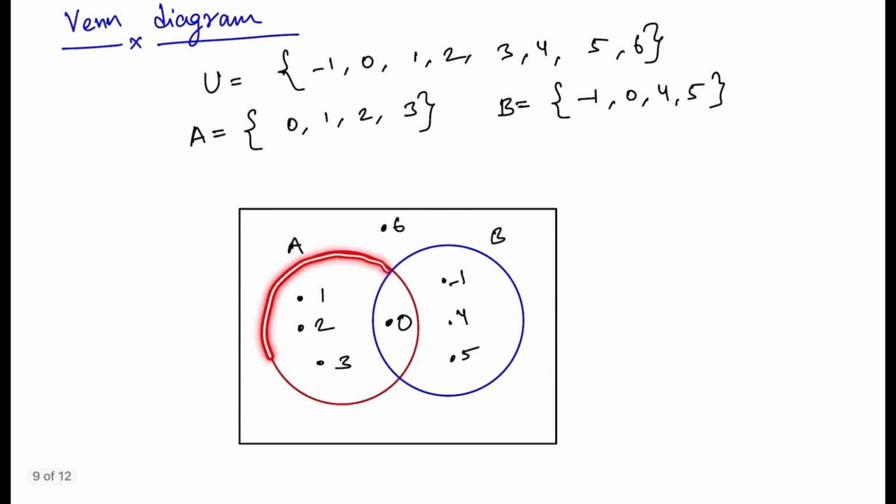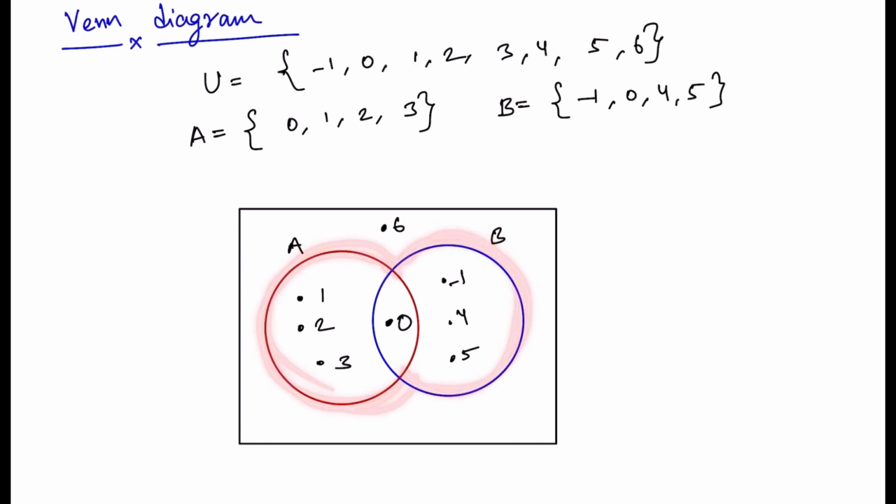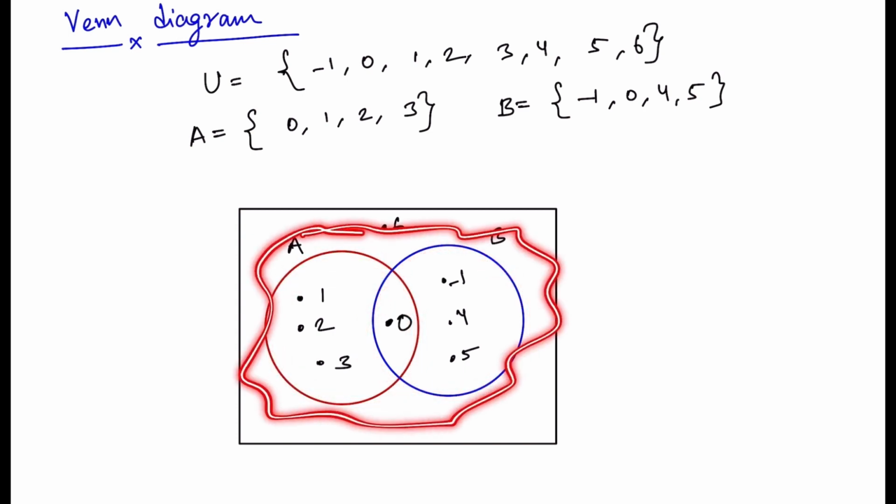So in this region only the elements that belong to A or B will be there. Because this is the region of A or B, inside this will come the elements of A, inside this will come the elements of B, and the remaining elements will come outside, in this region.